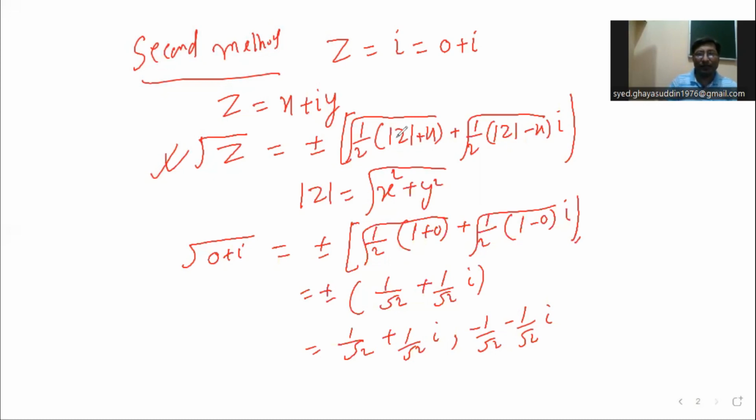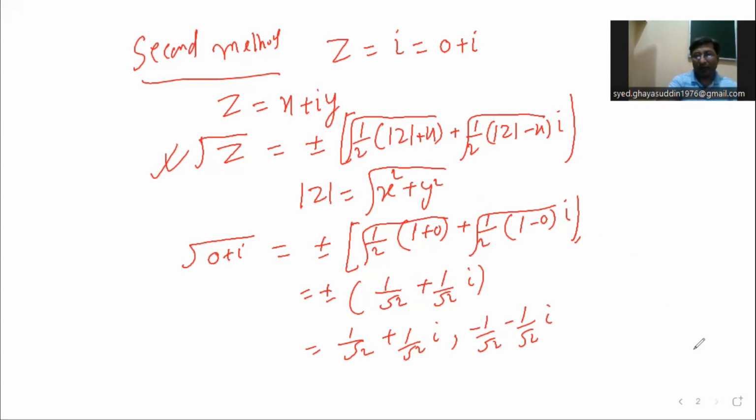Plus minus half into square root of modulus z plus x, plus half into square root of modulus z minus x, into iota. If this is minus iota y, then you add a negative in the place of plus. You will find the correct answer.